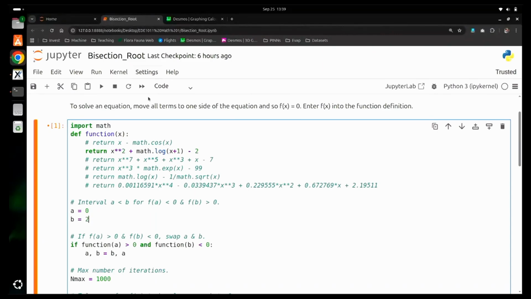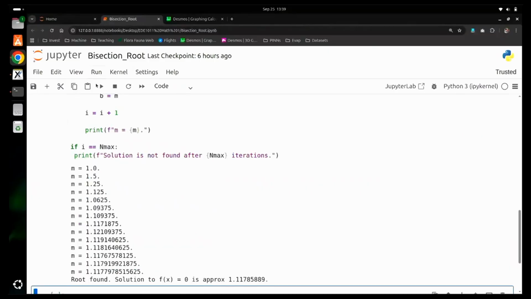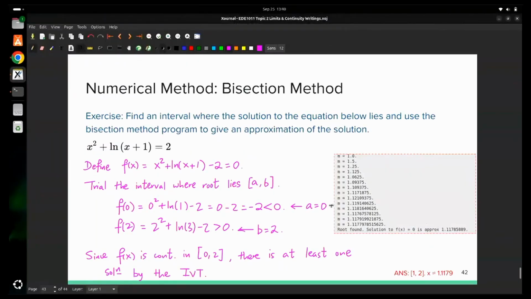Okay, then with that, we just run the code. You can see, because it's 0 to 2, the first bisection point will be 1. Then after that, we found the root, and the root is approximately 1.117 something. Is that right? Okay, so this is using the bisection formula. Any questions on the bisection method here, as well as the intermediate value theorem?